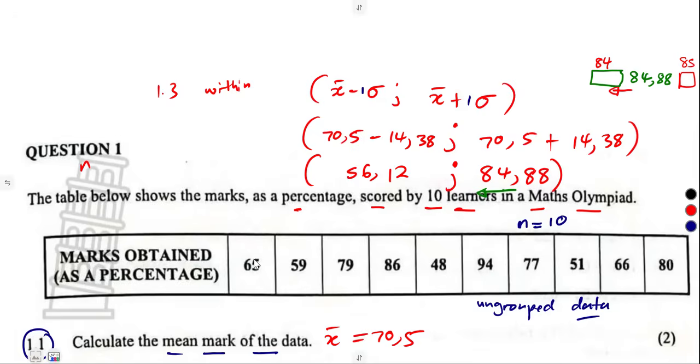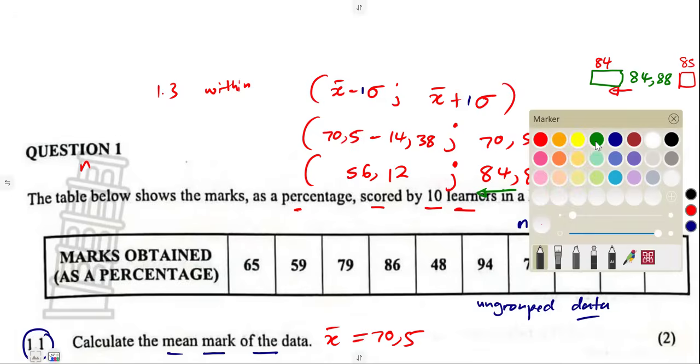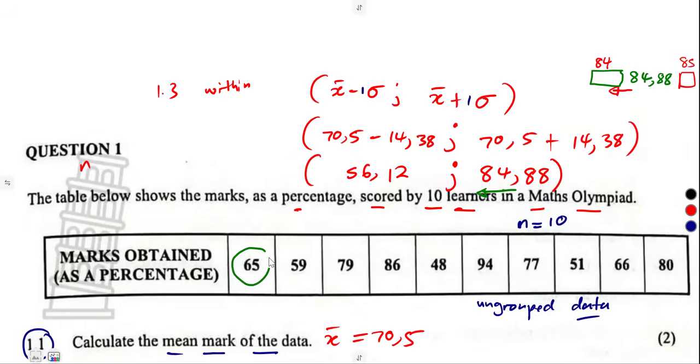So let's check from our table. 65, is it within this interval? Yes, it is found within. 59, it is also within. 79, it is also within. As we can see, 86 is more than 84,88. It is more than this. We're talking about numbers such as 85 going up, 85, 86. It is more than, so we do not need this.